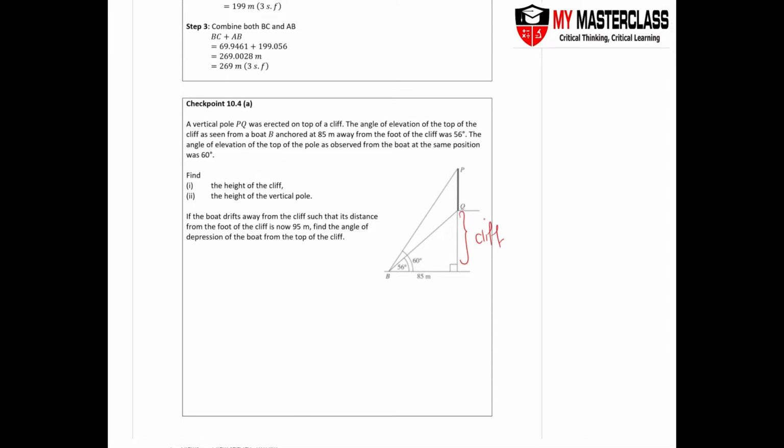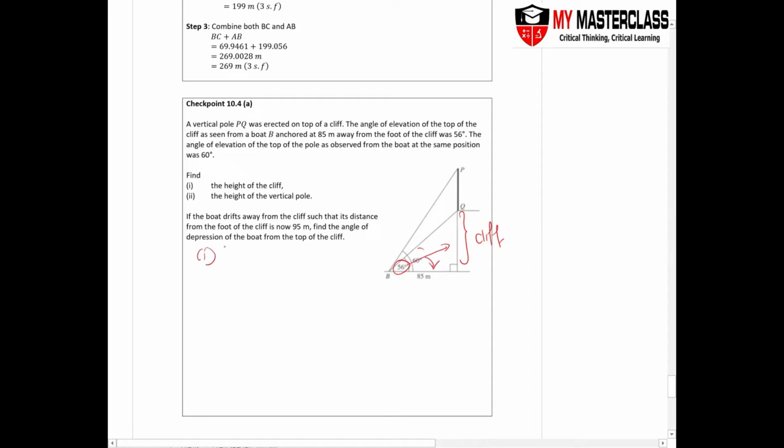Okay, and that is 56. And then the angle of elevation of the top of the pole as observed from the boat at the same position is actually 60 degrees. So they're asking you to find the height of the cliff. Okay, so straightforward. You have angle, opposite, adjacent.